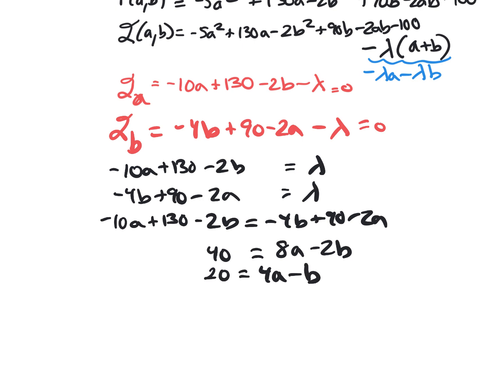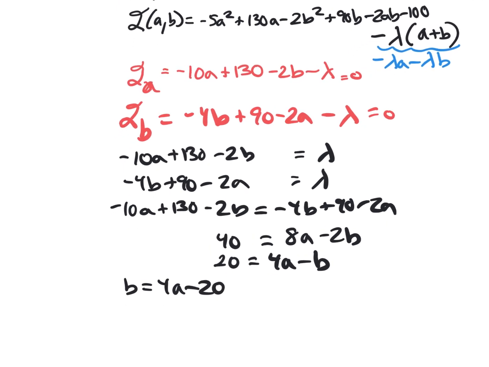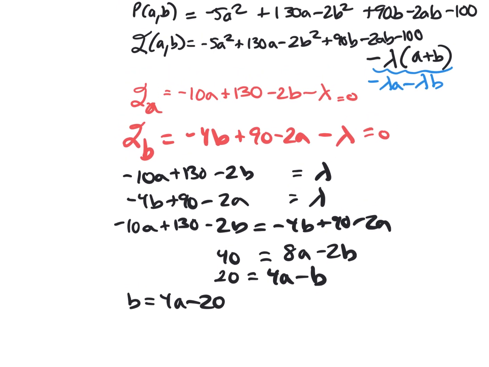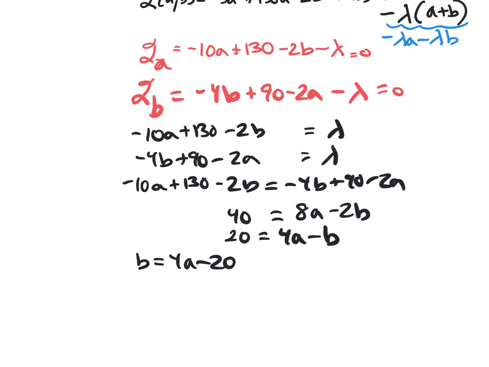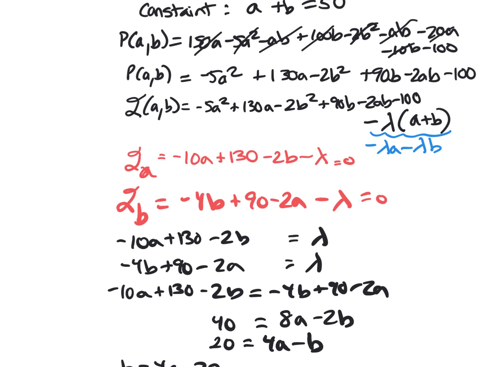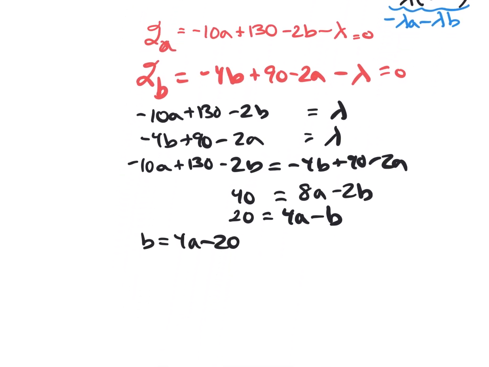All right, so now it's easy. I would say the one to solve for is b. So b is going to be 4a minus 20. And now that's a relationship between a and b, and I can go back to my constraint, and the constraint was a plus b is 50.